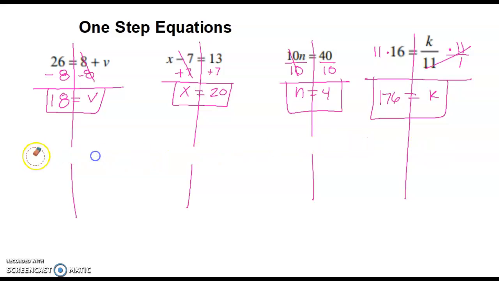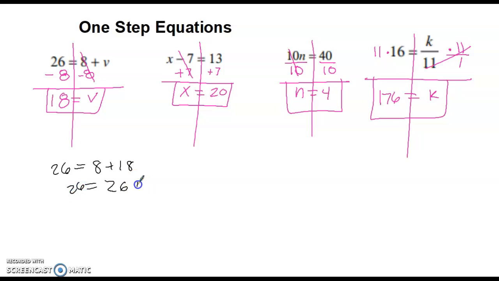If you wanted to check your work real quick, let's go ahead and do that. Let's pick, which one should we pick? Check our work. How about we check all of them. 18: 26 is equal to 8 plus 18. 8 plus 18 gives me 26 is equal to 26. That checks out. Over here, 20 minus 7 is equal to 13. So 20 minus 7, hey, that's 13 is equal to 13.